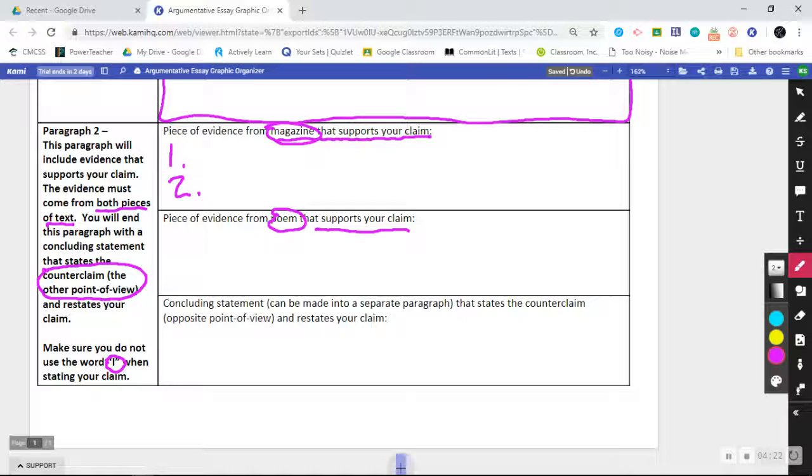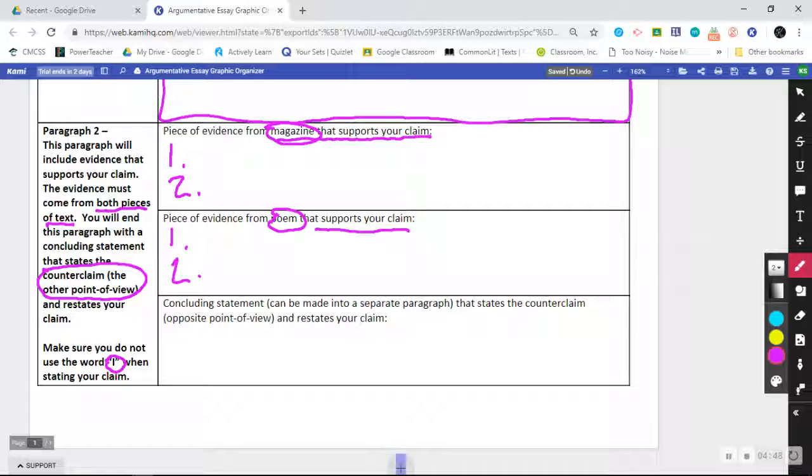Then you got to give evidence from the poem that supports your claim. So the evidence that we picked out in class should also work to support your claim that we have been changed in some way. Remember, you can paraphrase evidence from the text, or you can quote it word for word, whichever way is easier for you. And you don't have to give two. There's just enough room for you to give two pieces of evidence from each text. You do have to quote from each text, though.